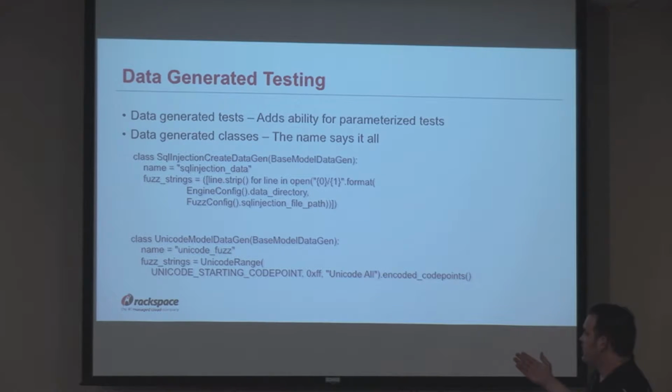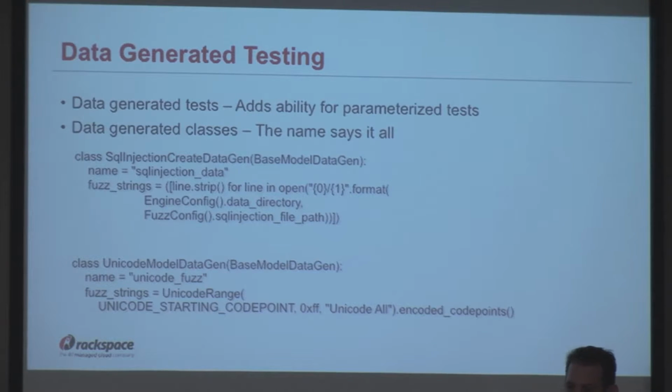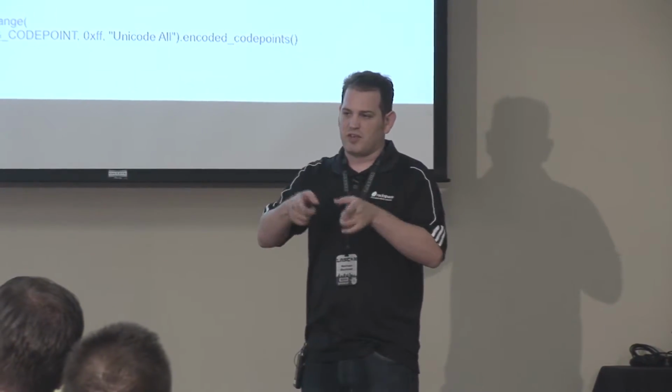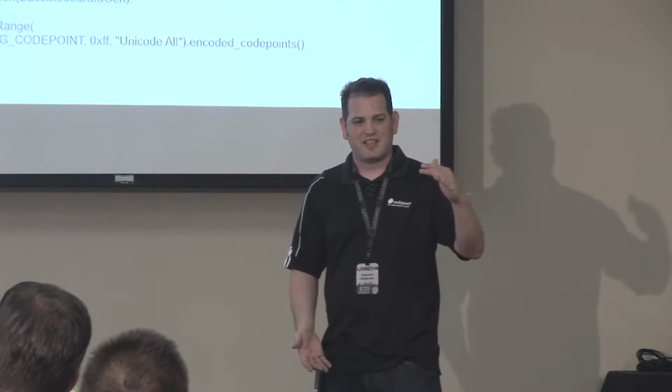So this is an example of our data generators. We have a base model data generator that takes in a model, and then we just extend it and give it the strings that we want to fuzz in that model. In these two cases, we're opening an SQL injection file that contains all these SQL injects, and then here we're opening a set of all Unicode characters. We can append these two classes on any one of our tests, and it will pass in that model serialized into the format that we want with those fuzz strings, several million in the case of the Unicode one. So we'll have that many test cases with that model.